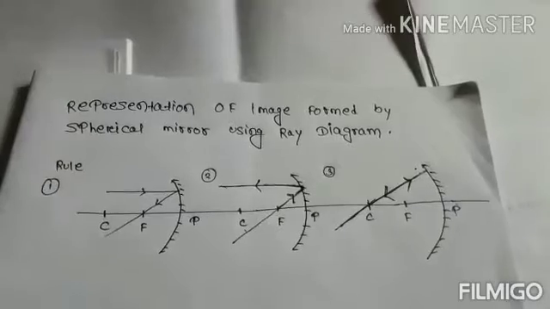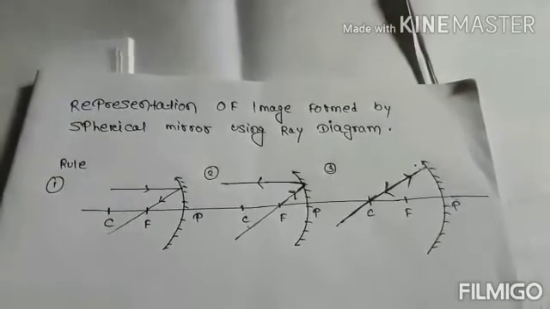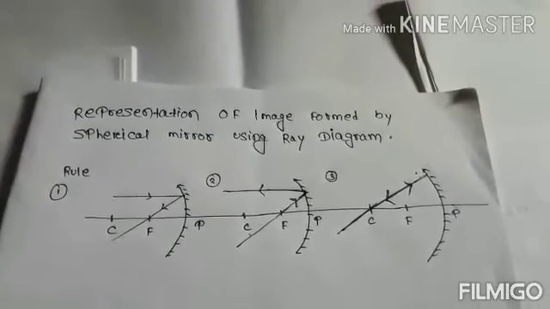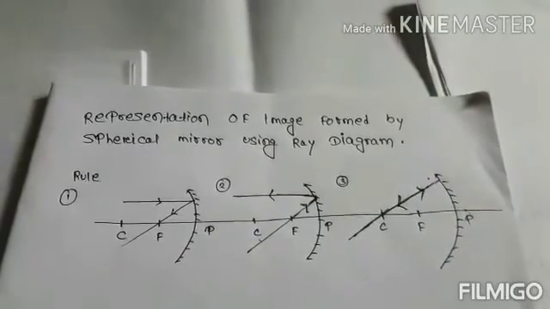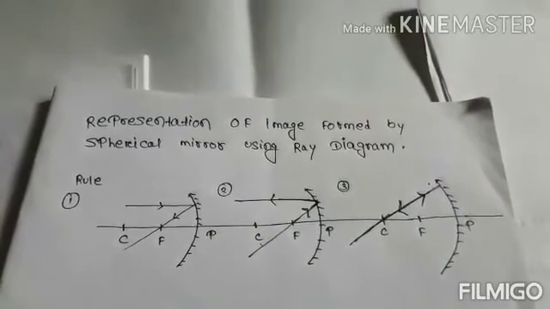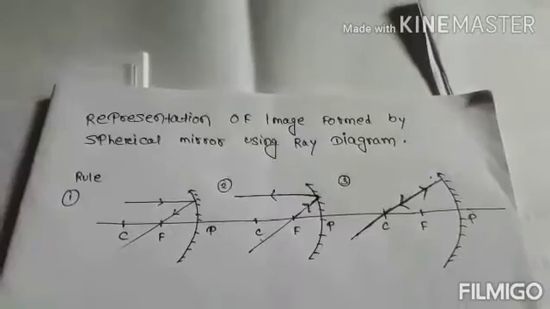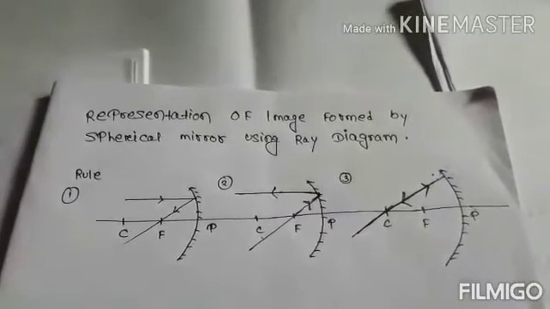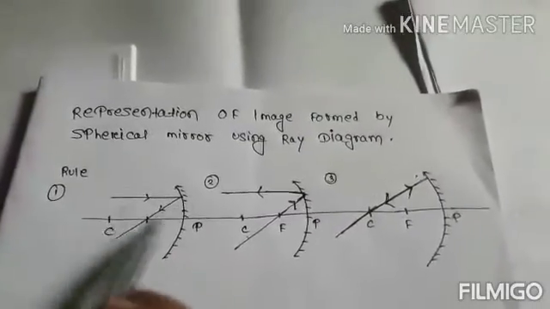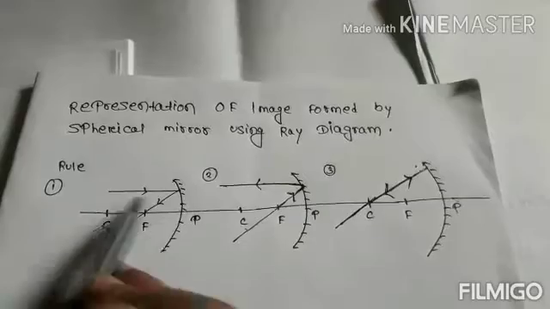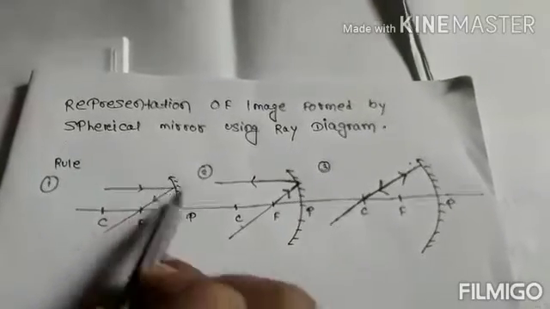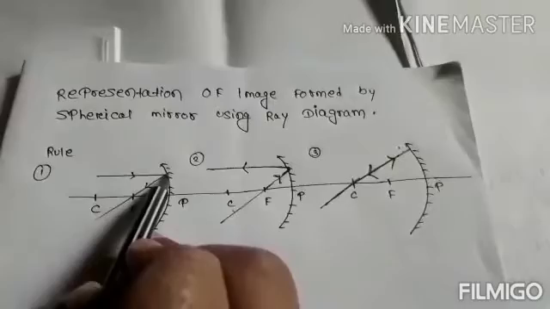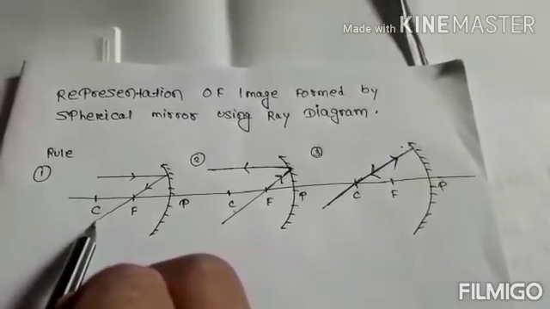Friends, in this video we will discuss representation of image formed by the spherical mirror using ray diagrams. Before drawing the ray diagrams, we have to know some rules which are helpful to draw the ray diagram. Rule number 1: if a ray of light is parallel to the principal axis, then after reflection it passes through the focus.